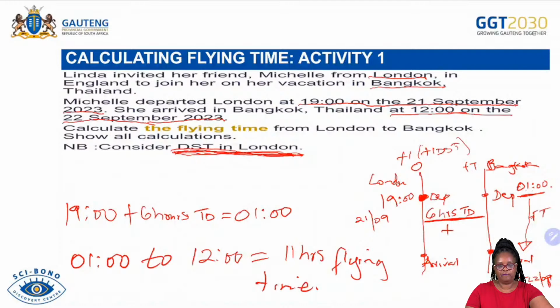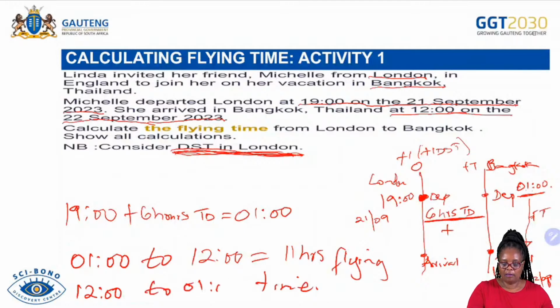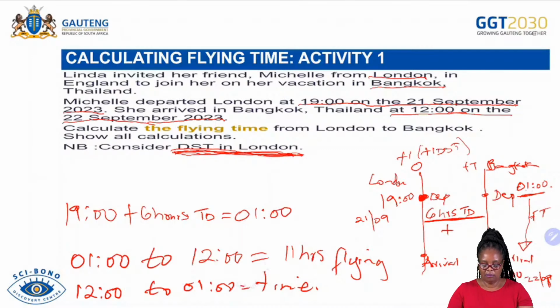Even though you had challenges here and there, we'll do the second one, whereby you'll correct the mistakes you have made from this one. You can even move from 1200 hours to 0100 hours. You get the same answer, which is 11 hours flying time. There are a lot of marks on this one, so please keep on practicing. Use previous question papers to practice.